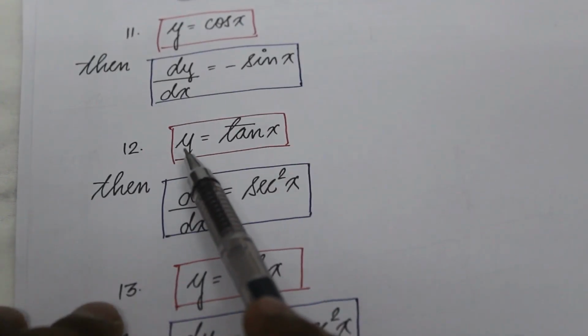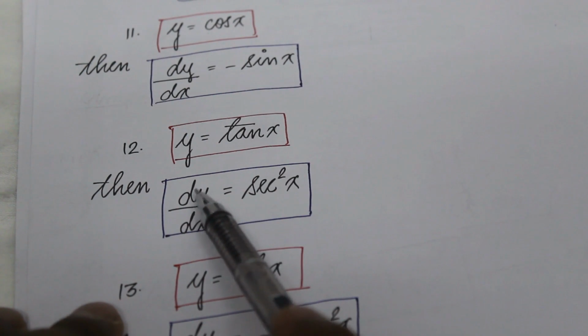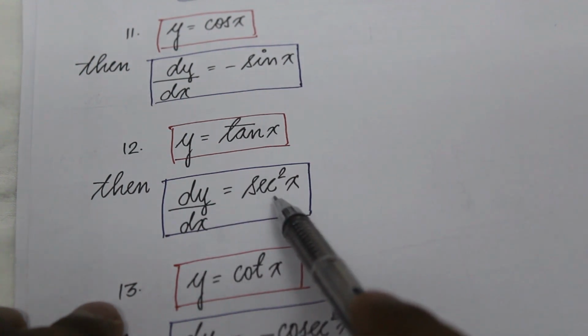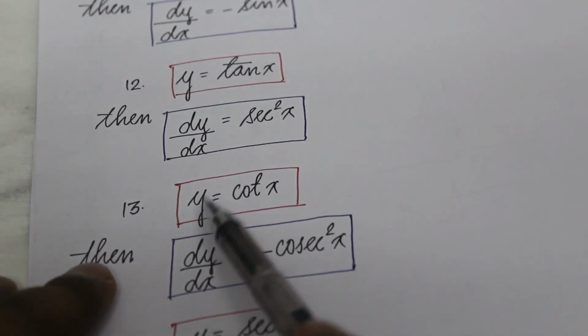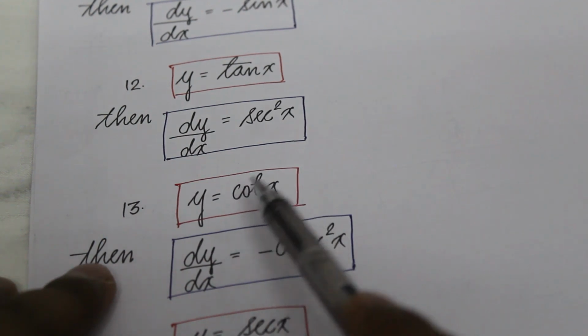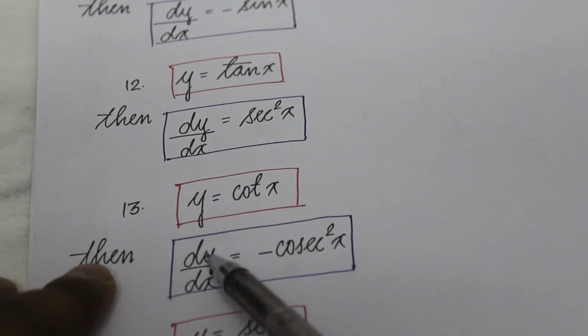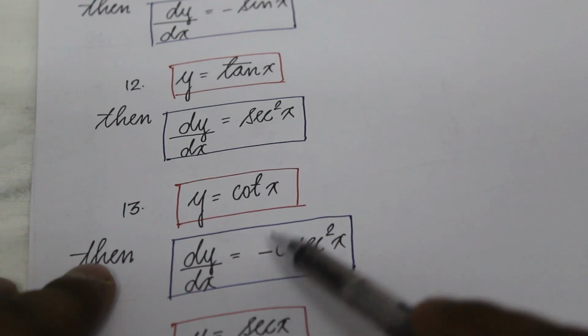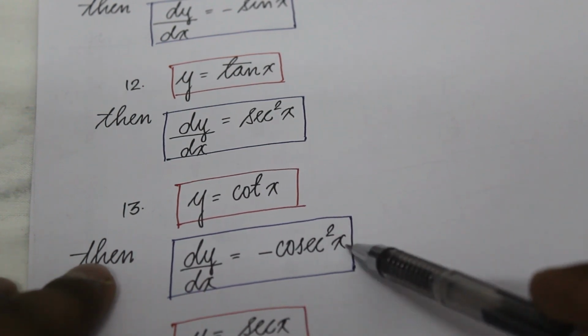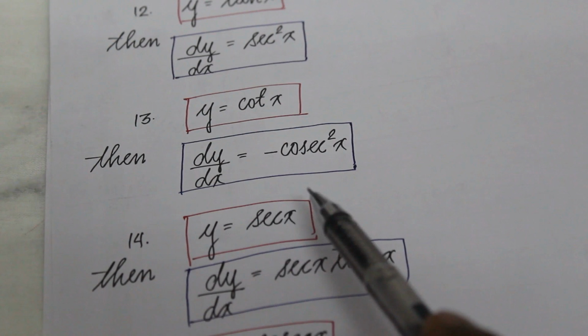Moving on, if y is equal to tan x, then dy by dx is equal to sec square x. Next, y is equal to cot x. Again, see, it must have a negative sign. So dy by dx is equal to minus cosec square x. y is equal to sec x.